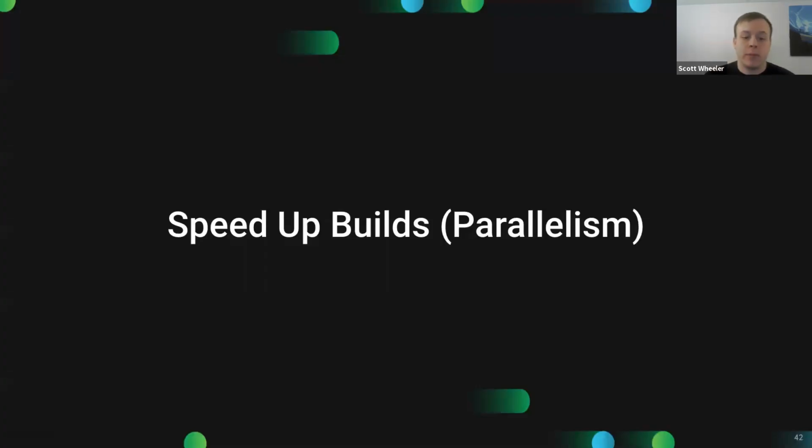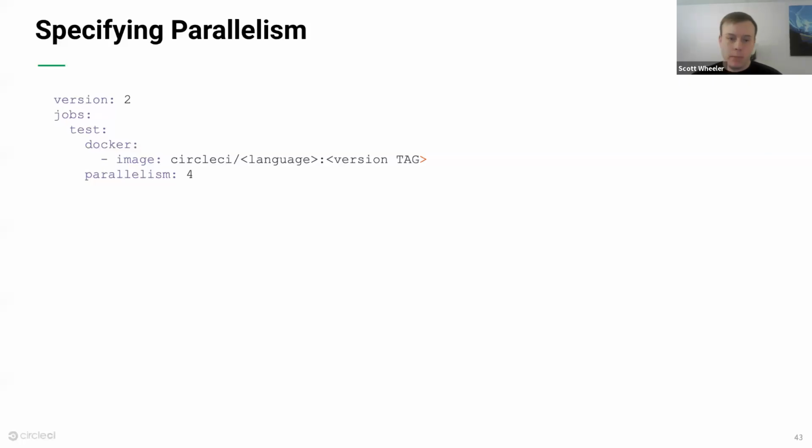Talk about speeding up your builds using parallelism. To speed up builds using parallelism, we need to define the parallelism key with the number of containers you want to run. You want this job to run concurrently. In this example, we're using 4 parallel containers.